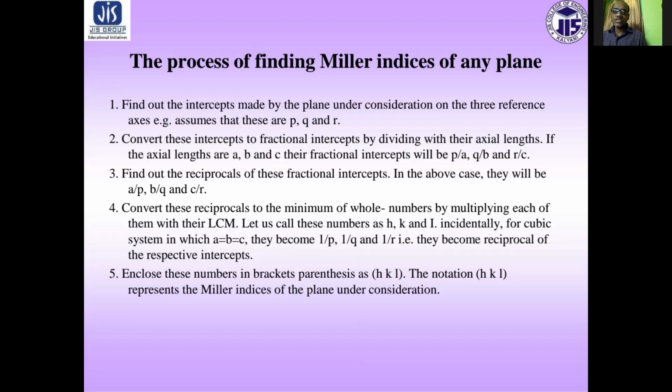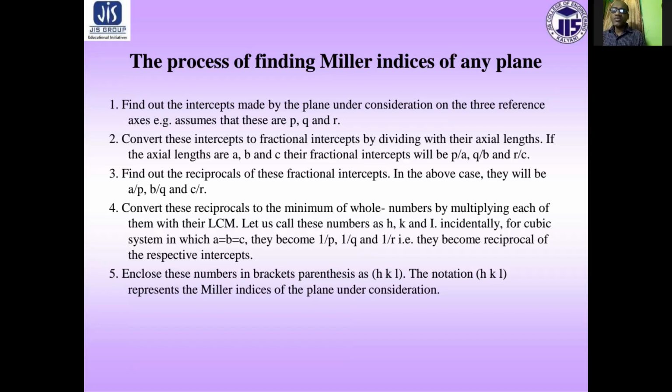Next, find the reciprocal of these fractional intercepts. In the above case, they will be A by P, B by Q and C by R. Now, number 4: convert these reciprocals to the minimum whole numbers by multiplying each of them by their LCM, that is, the lowest common multiple. Let us call these numbers H, K and L respectively.